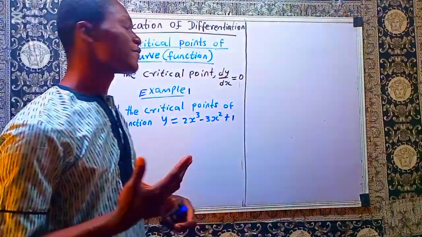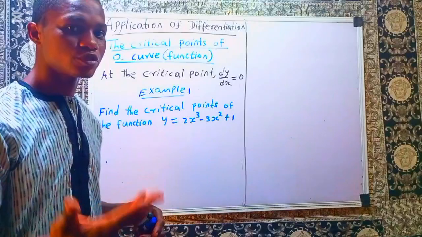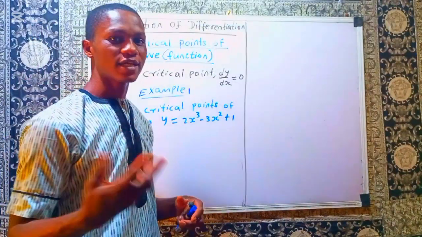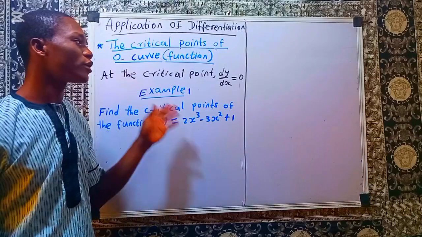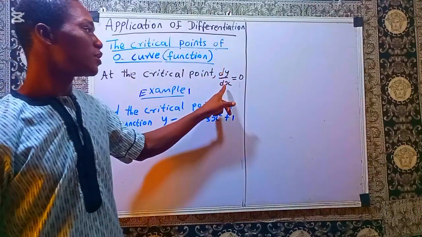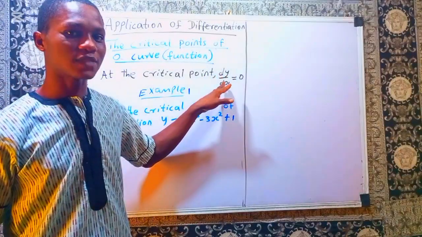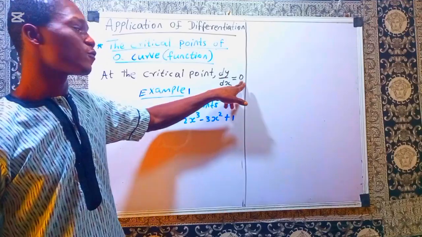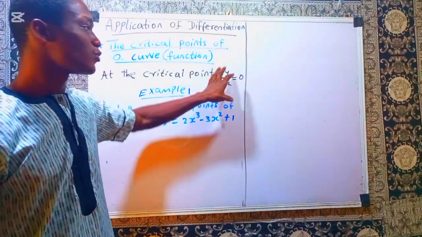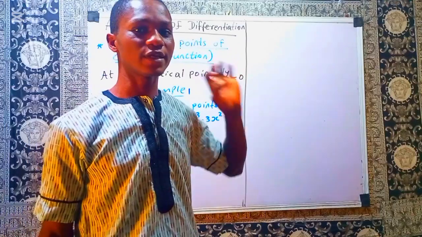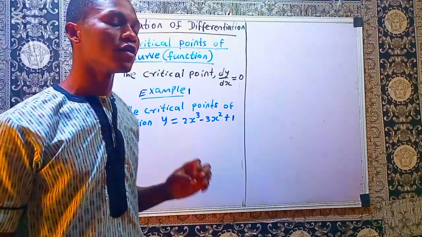So assuming you have a function given to you and you want to find the critical point of that very function, we are saying that at the critical point, the derivative of the function with respect to the independent variable is equal to what? 0. So that is the knowledge we are going to use to find what? The critical points of the given function.